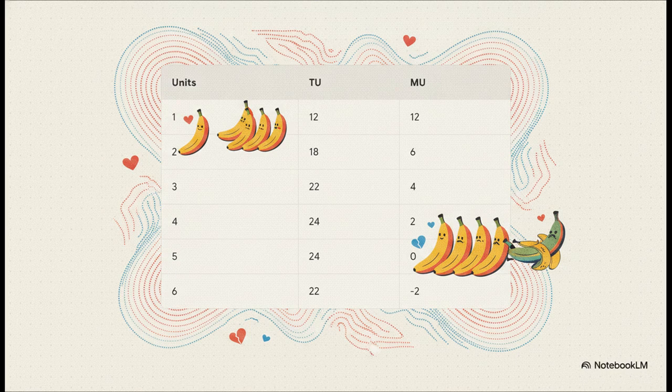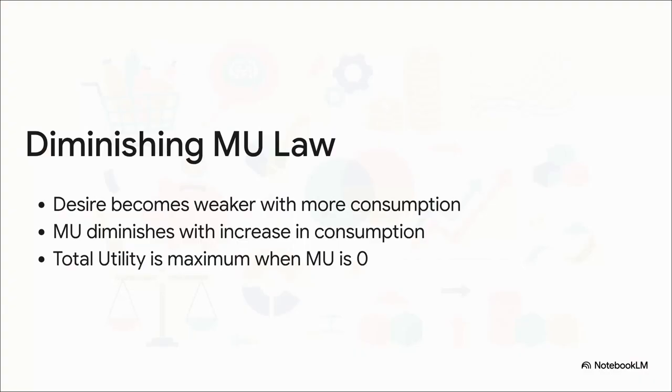Let's actually see how marginal utility works in action with some data. Imagine you're eating bananas. As you eat 1, then 2, then 3, your total utility, meaning your total satisfaction, goes up. It goes from 12 to 18, then 22. But look really closely at the marginal utility column. The extra happiness you get from each additional banana is actually dropping. It goes from 12 down to 6, then 4. And by the time you eat that 5th banana, it hits exactly 0. And if you force down a 6th banana, boom, it's -2. You're literally less happy. So, what's the big takeaway?